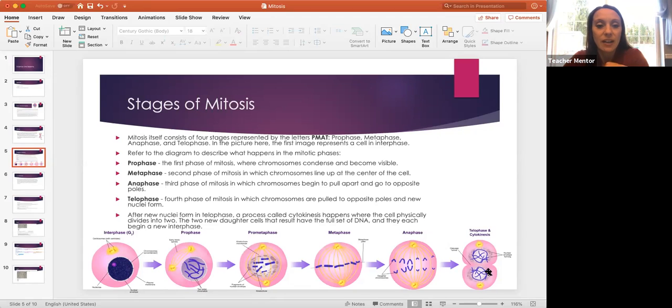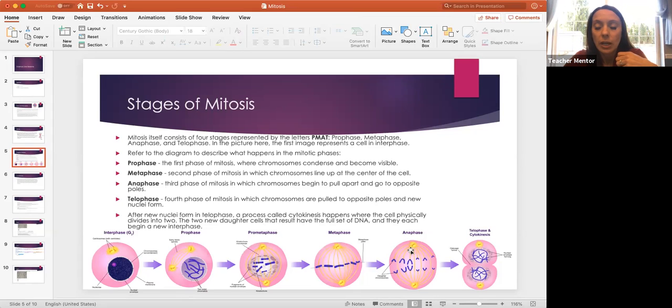And then we've got telophase, the 4th phase of mitosis, in which chromosomes are pulled to opposite poles and new nuclei form. So we've got those chromosomes pulling to the other side, and you can see new nuclei, plural, form, and you can begin to see where those 2 cells are going to separate. After new nuclei form in telophase, a process called cytokinesis happens where the cell physically divides into 2. The 2 new daughter cells that result have a full set of DNA, and they each begin a new interphase, the life-functioning stage again.